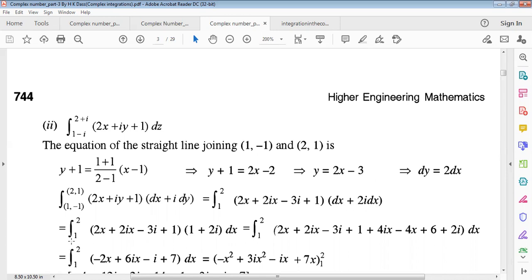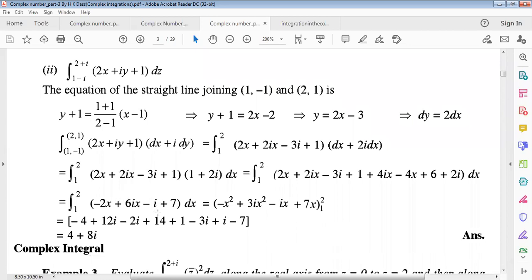So the integral limit will be for x values only, because only dx is present. This is why we take the integral limits from x values 1 to 2: lower limit x equals 1 and upper limit x equals 2. So the integral limits are changed here because only dx is present. So 1 to 2, this is the x function, integration with respect to x. Just 1 into whole this plus 2i into whole. We get this one.